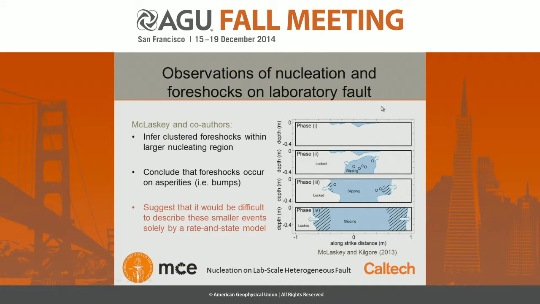From their observations, they conclude that the foreshocks that they see are occurring at asperities or bumps on the fault surface. And then in terms of trying to think about modeling the physics that they see on their fault, they suggest that it'd be difficult to describe these foreshocks and the slow nucleation process purely by a rate and state model. Part of the reasoning is that this model would need to handle two vastly different nucleation sizes. One is the nucleation size at the patches or the asperities, which could be up to 2 orders of magnitude smaller than the larger nucleation process.